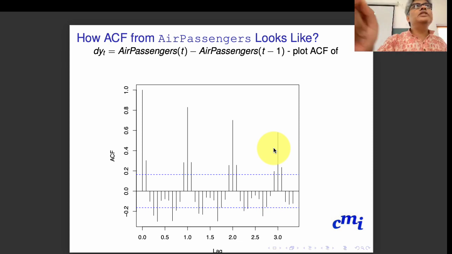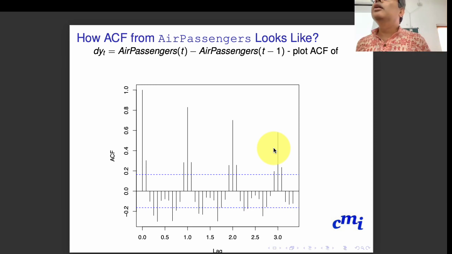Now why did I use this air passenger data? Because I knew that every 12 months something is happening. Now if I pretend I didn't know that, then this plot is helping me to identify that 12-month periodicity. Now your job is to take the sunspot data set.